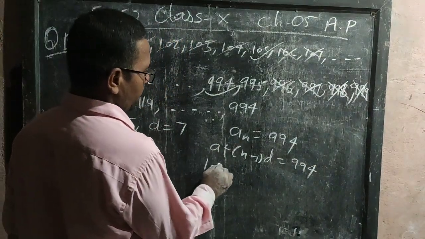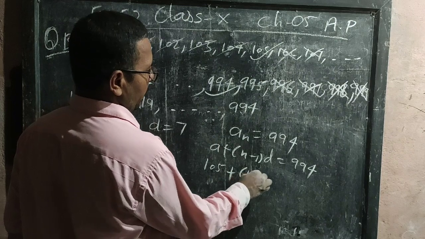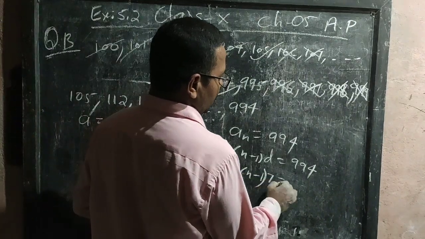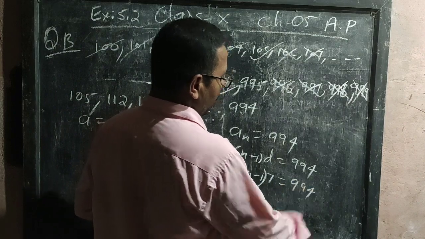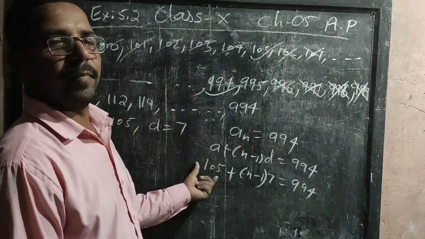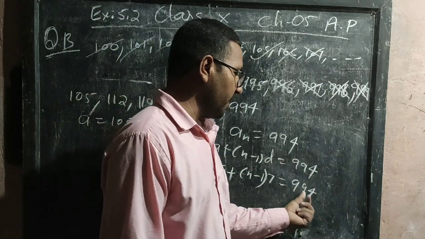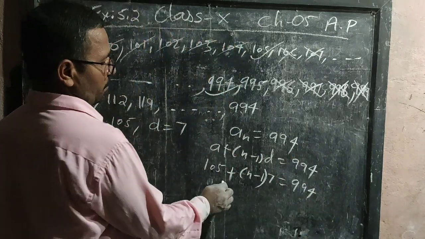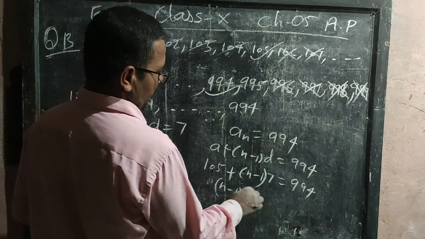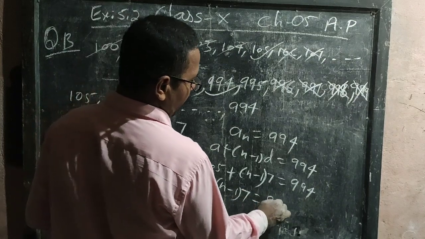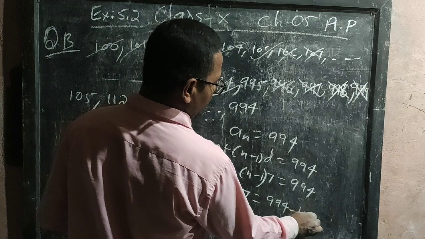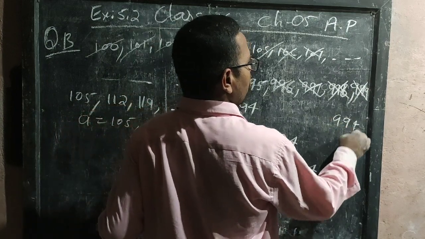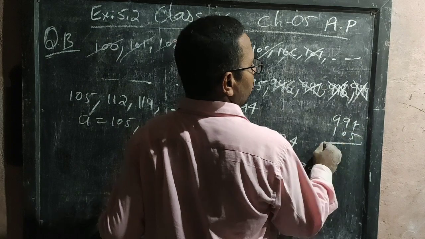The a value we are getting here is 105. Put it here: 105 plus n minus 1, and the d value is 7, that is the common difference. So you will get 994. Now bring 105 to the RHS. So n minus 1 into 7 is equal to 994 minus 105.